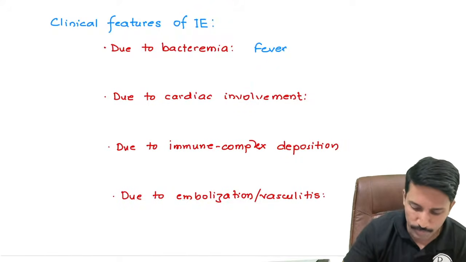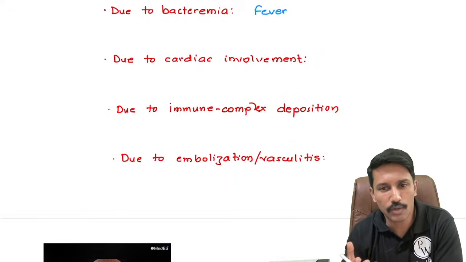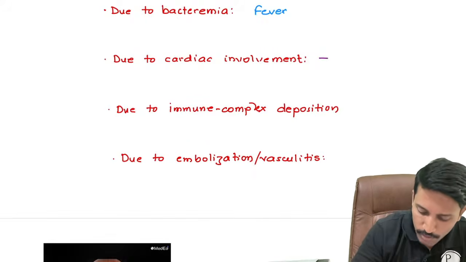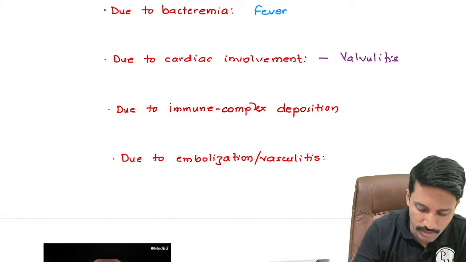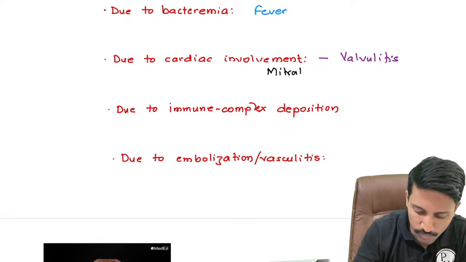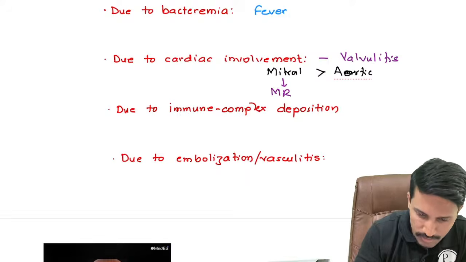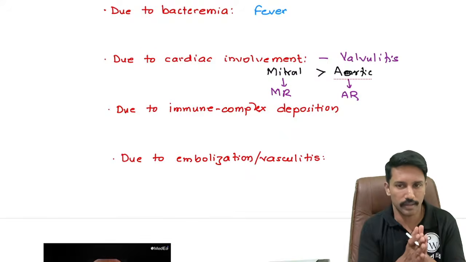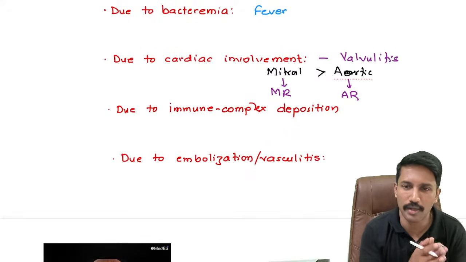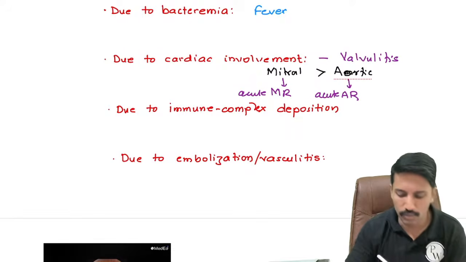But of course, there is also involvement of the heart, right? Endocardium is heart. Which part of the cardiac endocardium is affected? Valves. So cardiac involvement primarily manifests with valvulitis. Which valve is most commonly affected? Mitral valve is more commonly affected, followed by aortic valve. And what does it cause? In the mitral valve, it causes mitral regurgitation. In the aortic valve, it can cause aortic regurgitation. So infective endocarditis is one of the causes for acute MR and acute AR. In both cases, it is going to be acute MR and acute AR.